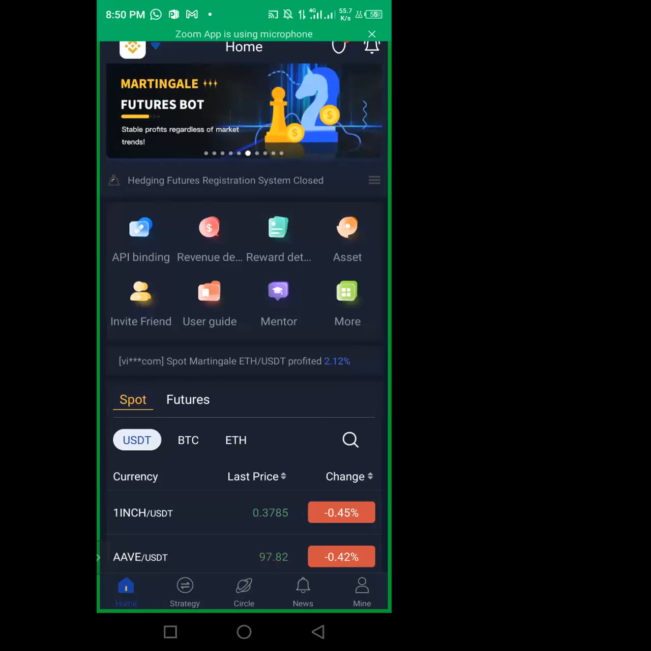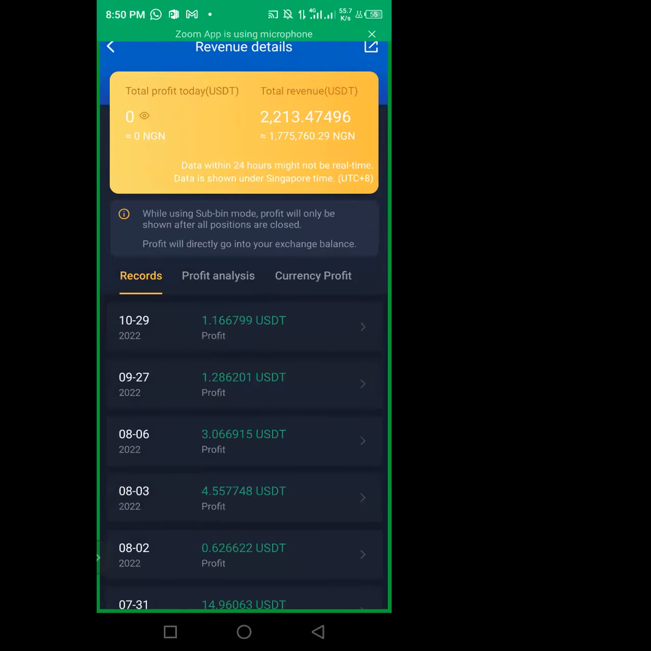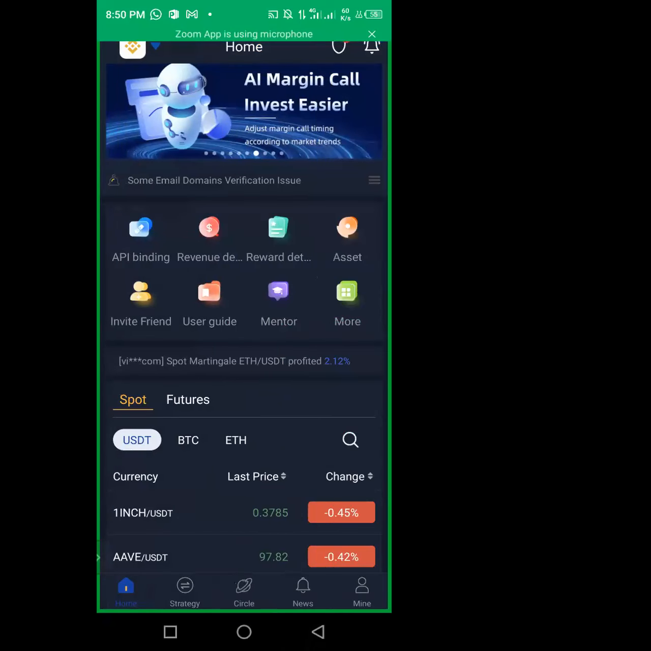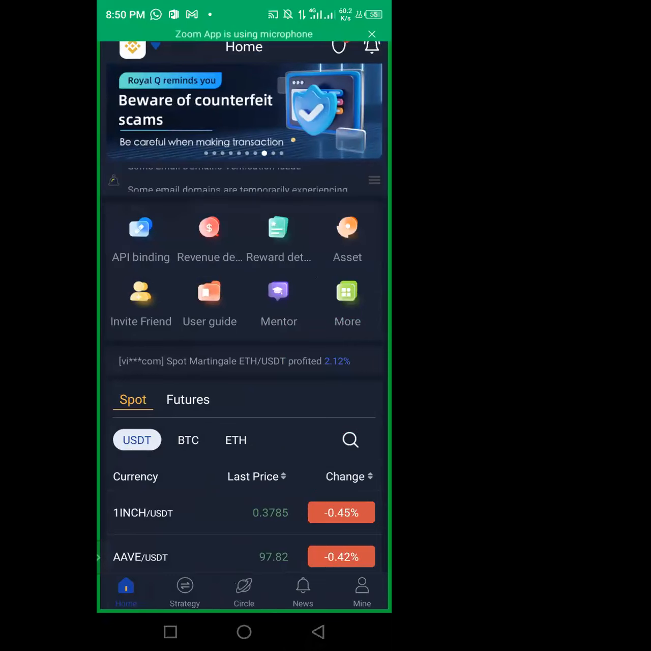When you enter revenue details, the money here is not here. It's just records you are seeing here. The main money is in your Binance or your exchanges, your cryptocurrency bank.